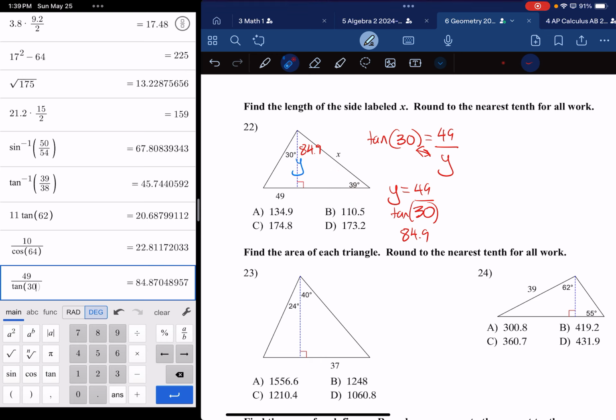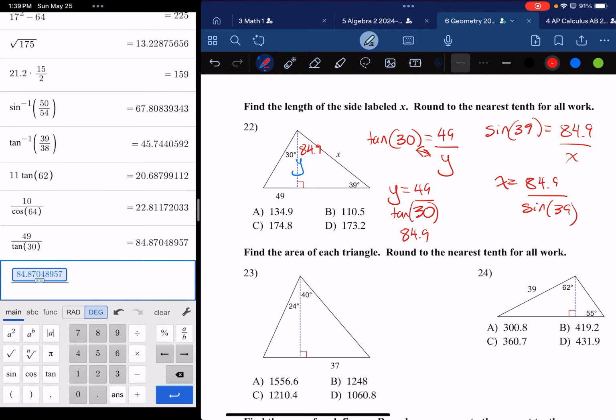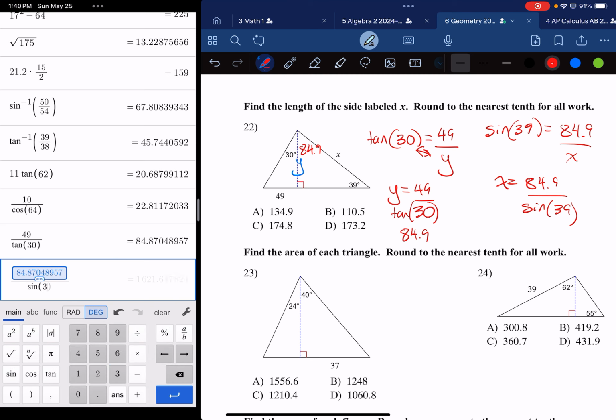So notice that I have an opposite and I have a hypotenuse. That's going to be sine, the SOH of SOHCAHTOA. So I'm going to say that sine of 39 will equal my opposite, which we now know is 84.9, divided by the hypotenuse, x. And again, let's do that trick where we switch these diagonals. Switching the diagonals gives us x is equal to 84.9 divided by sine of 39. Because I have that number entered in the calculator already, I can just type in answer divided by sine of 39. And I get 134.8 or 134.9. 134.9 is going to be option A.